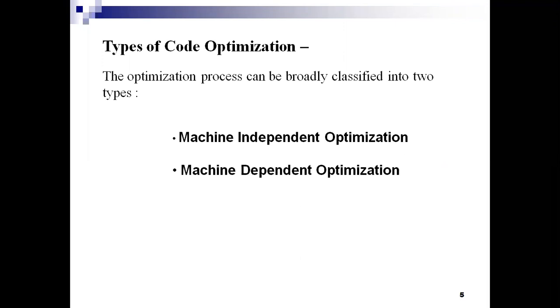And now I need to know the first advantage of this: the intermediate code can be optimized. Why am I calling it an intermediate code? Because the input I am taking from the intermediate code generation, the output of the intermediate code generation, is an input to my code optimization, right? So the intermediate code can be optimized to produce an efficient object code, and that is the most important advantage of code optimization.